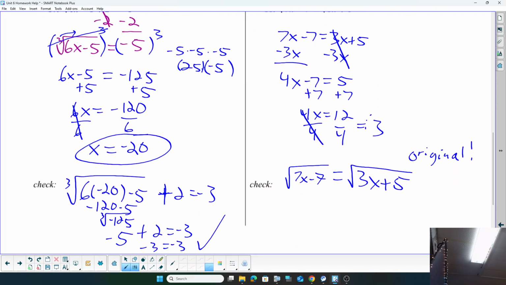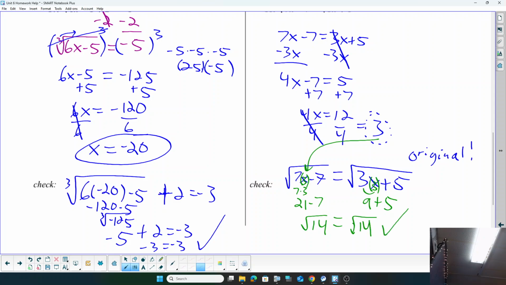But let's see if it works. You got to check first, remember, and see if it works. So wherever we see an x, we're going to plug in a 3. So 7 times 3 is 21. Minus 7 is radical 14 on this side. 3 times 3 is 9 plus 5 is 14. It works. So make sure during the test that you check and make sure that it works. Nice. So x equals 3 is our answer.